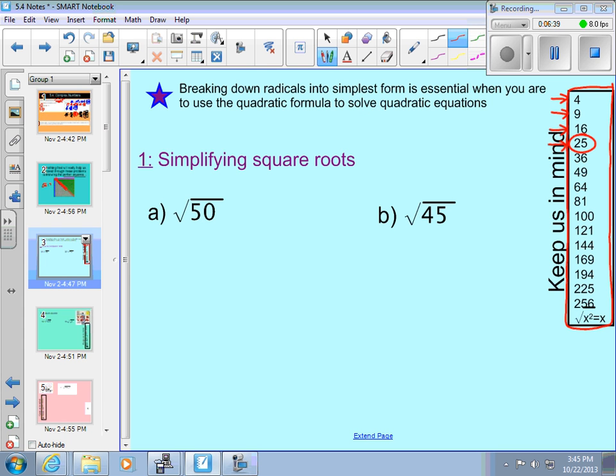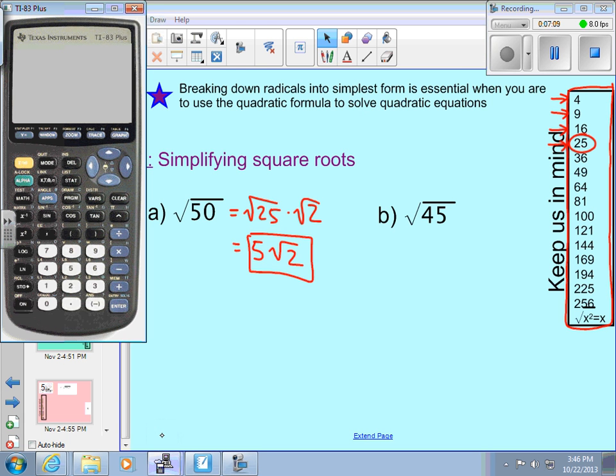So another way we can write square root of 50 is square root of 25 times 2, which is square root of 25 times square root of 2. Now you simplify the perfect square number to get the answer. Square root of 25 is 5. And square root of 2 does not simplify, so we leave that under the radical sign. There's the simplified answer: 5 square roots of 2 is the same as square root of 50.